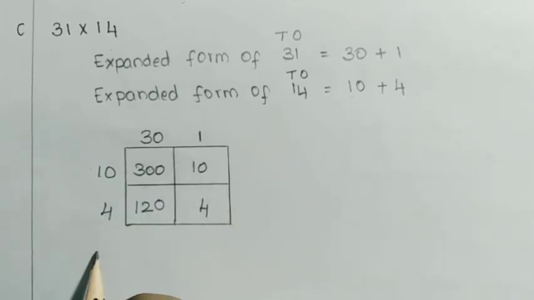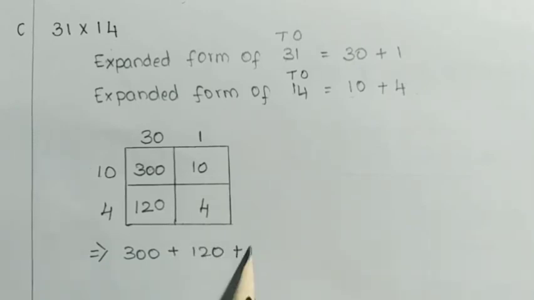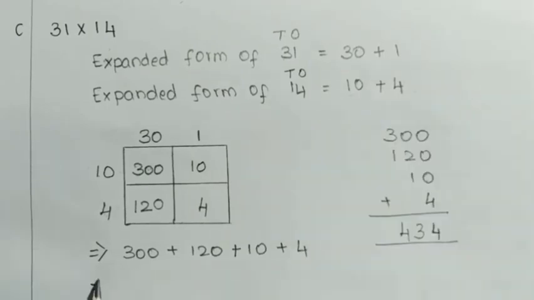Now let us add. 300 plus 120 plus 10 plus 4. So the answer is 434.